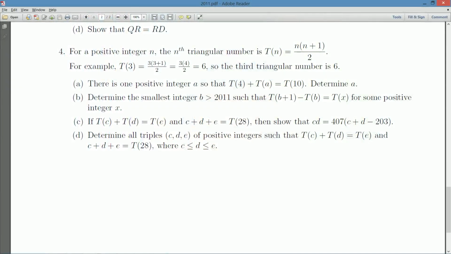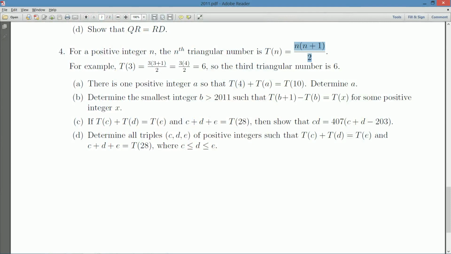For a positive integer n, the nth triangular number is Tn, equals n times n plus 1 over 2. For example, T3 is 3 times 3 plus 1 over 2, 3 times 4 over 2, so 6. The third triangular number is 6.